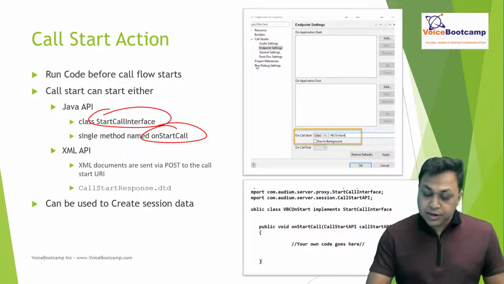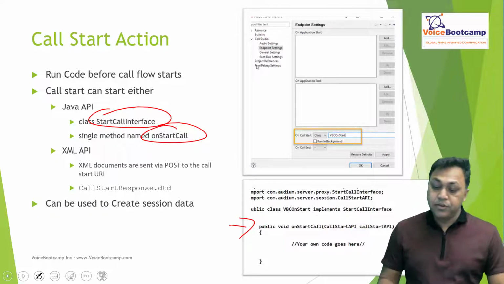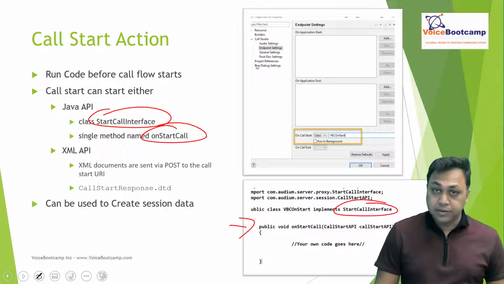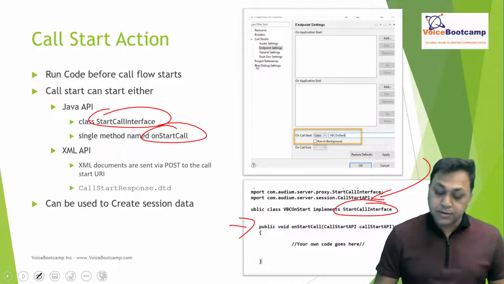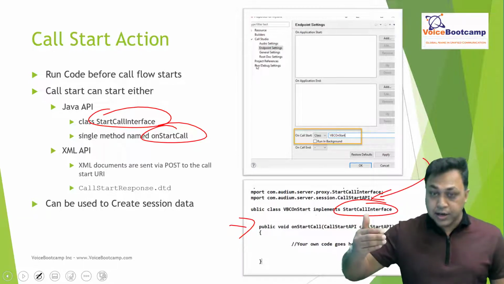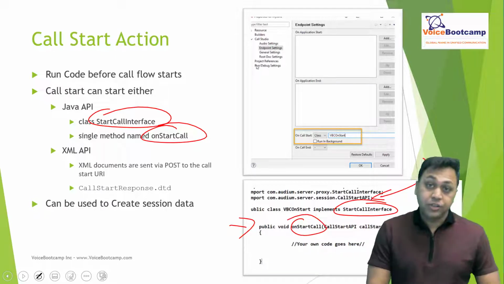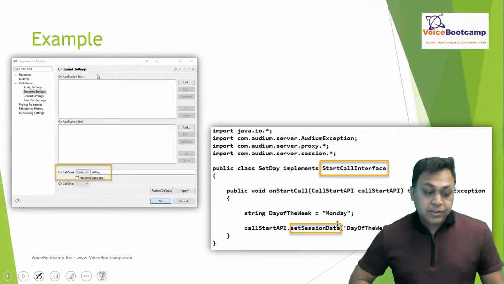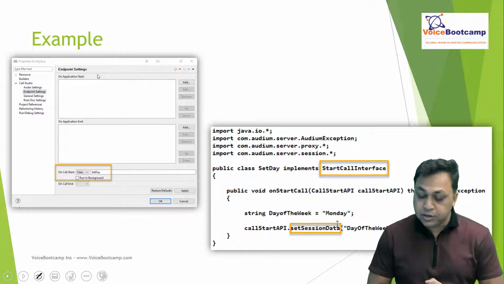If you take a look at a very simple Java class right here, I've created a class called VBC onStart, and it is based on the class called start call interface. In order to use that class, you must import the necessary library, and there you will see there's only one method called onStartExecution, and here you put all your code. This is an example of code that sets the session data for day of the week to Monday.